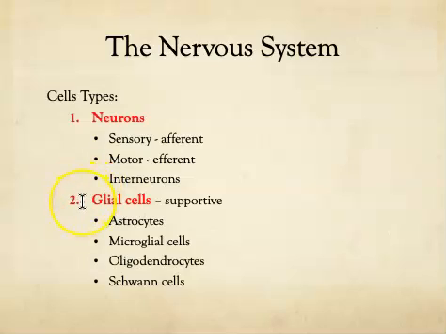The glial cells within the nervous system are one of four types. There are what we call astrocytes, there are microglial cells, there are oligodendrocytes, and there are Schwann cells. And again, we're going to talk about each one of these separately.